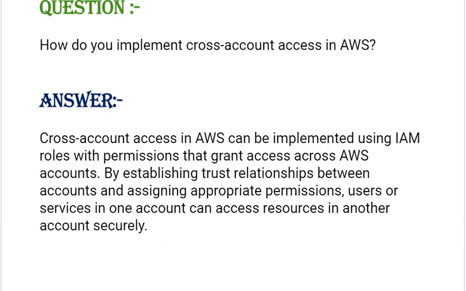Our next interview question is: how do you implement cross account access in AWS? Your answer should be cross account access in AWS can be implemented using IAM roles with permissions that grant access across AWS accounts. By establishing trust relationships between accounts and assigning appropriate permissions, users or services in one account can access resources in another account securely.